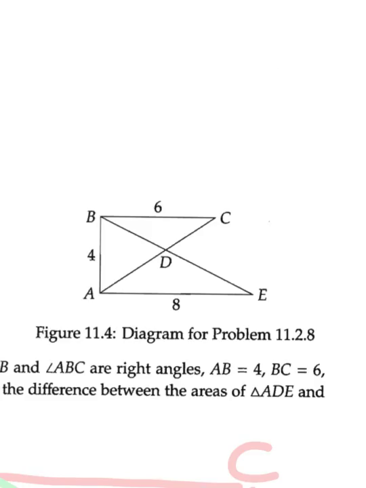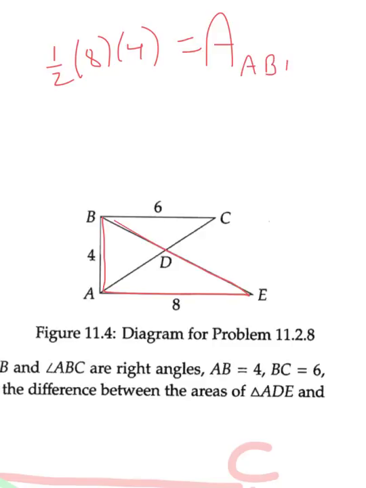Okay, so we've got the diagram in focus a little bit here. And so we're going to say, let's get the area first of ABE. So it's 1/2 base times height. So it'll be 1/2 8 times 4. So that's the area of ABE.